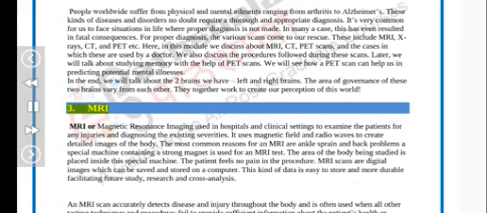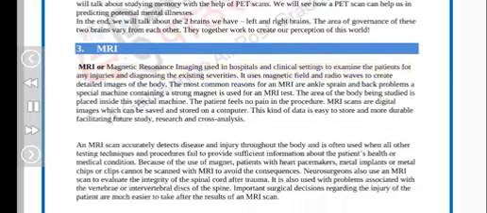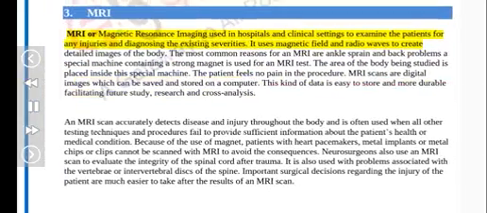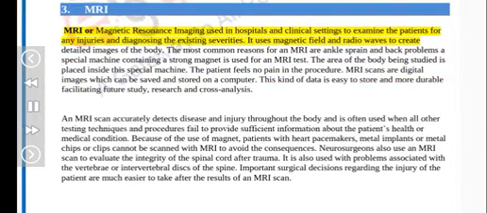3. MRI. MRI, or magnetic resonance imaging, is used in hospitals and clinical settings to examine patients for any injuries and diagnose existing severities. It uses a magnetic field and radio waves to create detailed images of the body. The most common reasons for an MRI are ankle sprain and back problems.